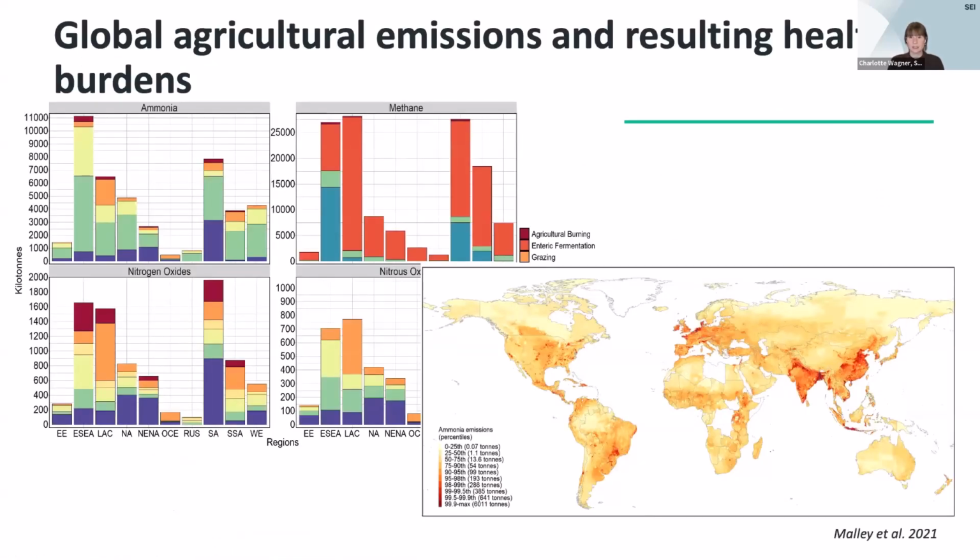And a global analysis of the application of this tool was published in 2021. And here I'm showing some of the results that were in that study. So we calculated global emissions and the resulting health burdens. And here you see the global agricultural emissions by greenhouse gas pollutant: ammonia, methane, nitrogen oxides, and then also a map on the right-hand side of ammonia emissions from essentially all countries in the world.